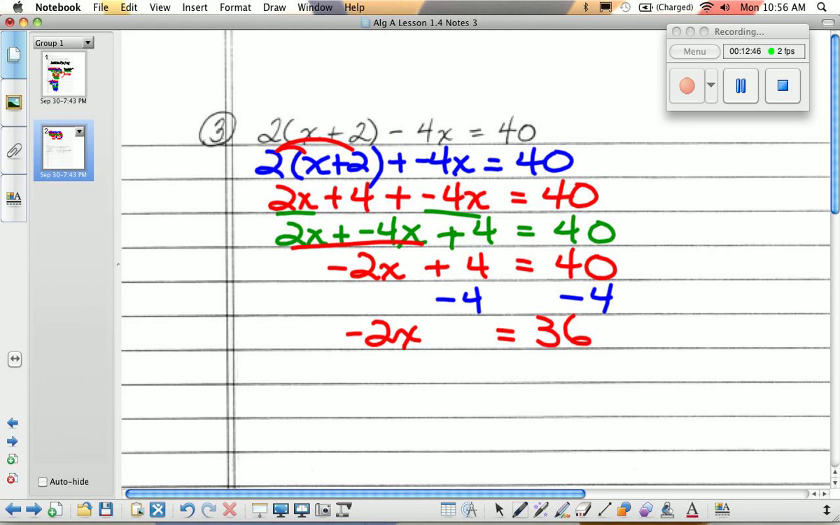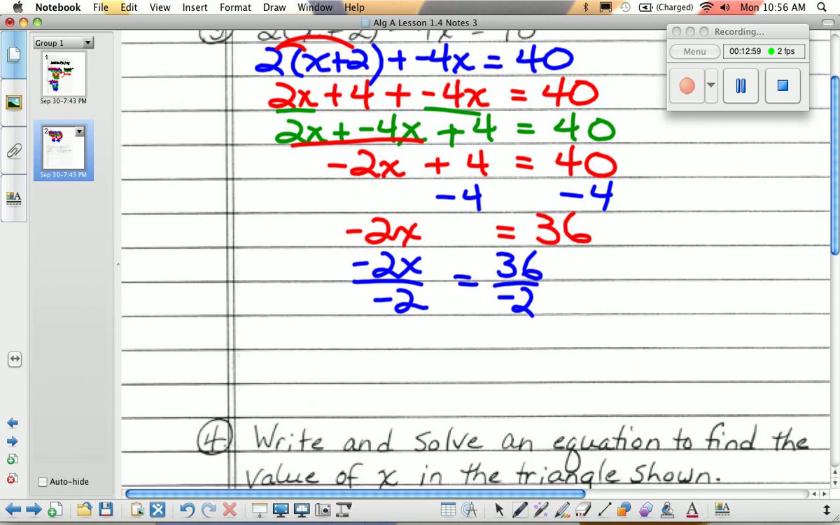Now we have to divide both sides by negative 2. Negative 6. Negative 18, wouldn't it be? Oh, yeah. So the negative 2's cancel out here. We have our x alone. A positive divided by a negative is a negative. And there are 18 2's in 36. So that equals negative 18.